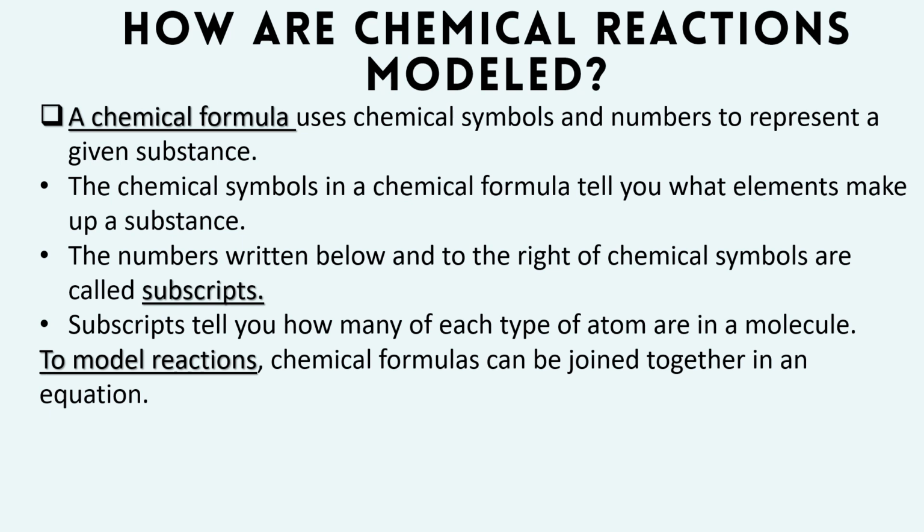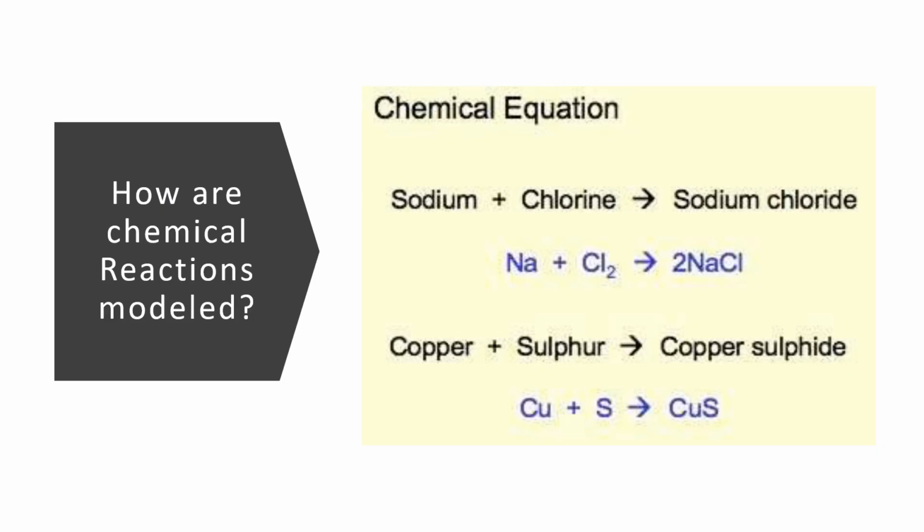The chemical symbols in a chemical formula tell you what elements make up the substance. The numbers written below and to the right of the chemical symbols are called subscripts. Subscripts tell you how many of each type of atom are in the molecule. To model the reaction, the chemical formulas can be joined together in an equation.